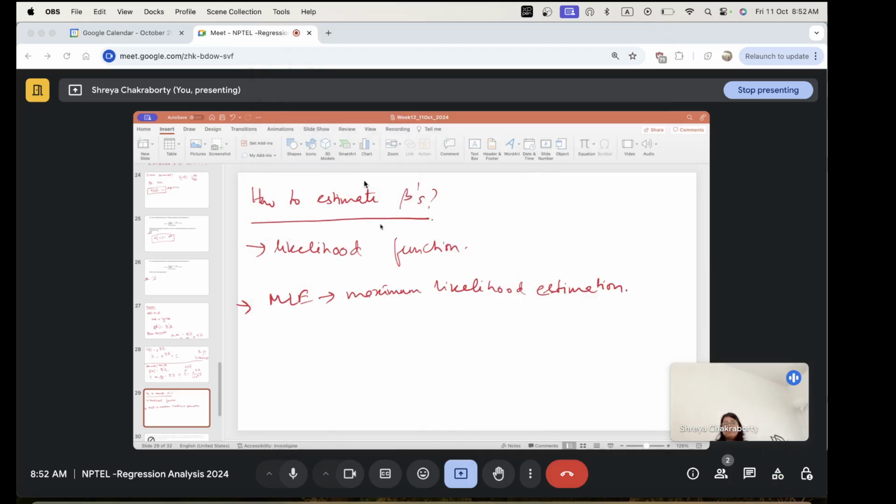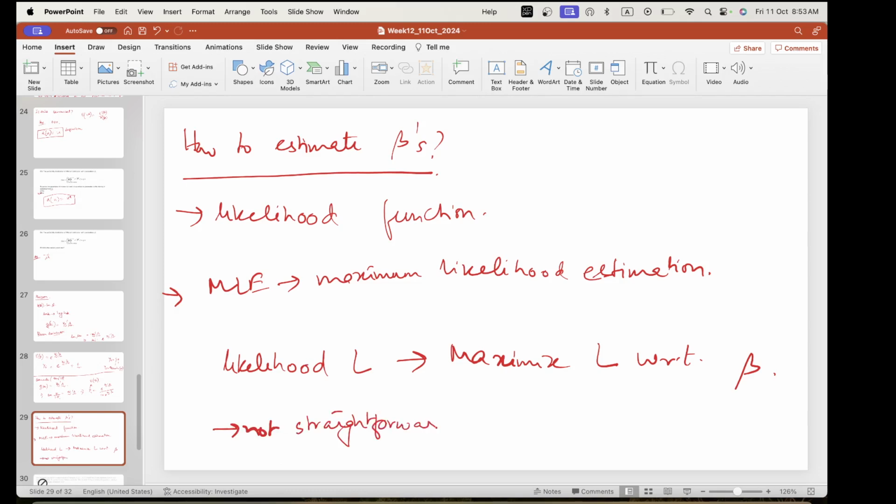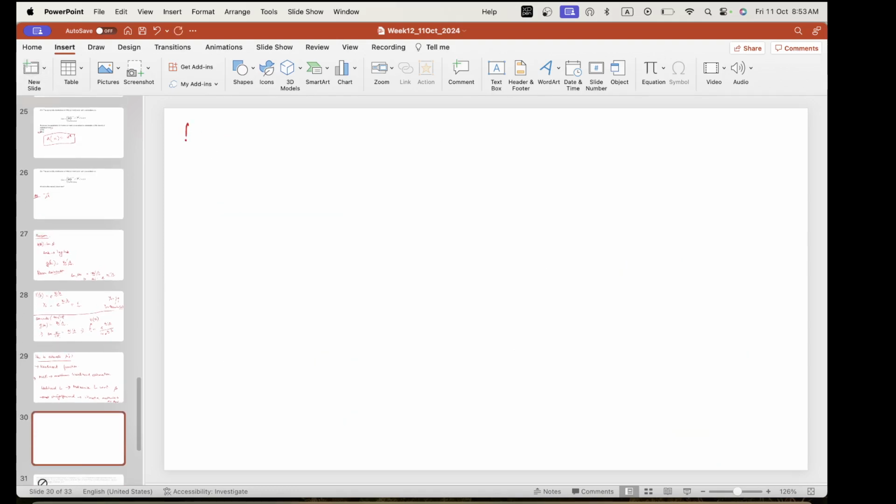Okay, so we use maximum likelihood estimation, and what do we do? Here we write down the likelihood L, and then usually what do we do? We maximize this function with respect to betas. Okay, now this usually is not straightforward, so we use iterative methods to do this. But first things first, how to write the likelihood?